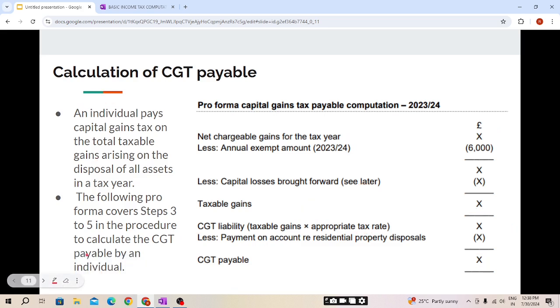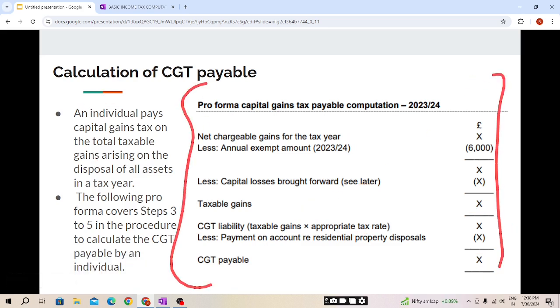But, students, this format is very important. This covers step number 3 to 4. I hope this is clear. So, an individual will pay the tax liability on the total taxable gain arising in the tax year. And we need to follow the approach, students. Step 1 was to calculate the chargeable gains or allowable loss for each chargeable asset. The second step was calculating the net chargeable gains, that is, chargeable gains less allowable loss.